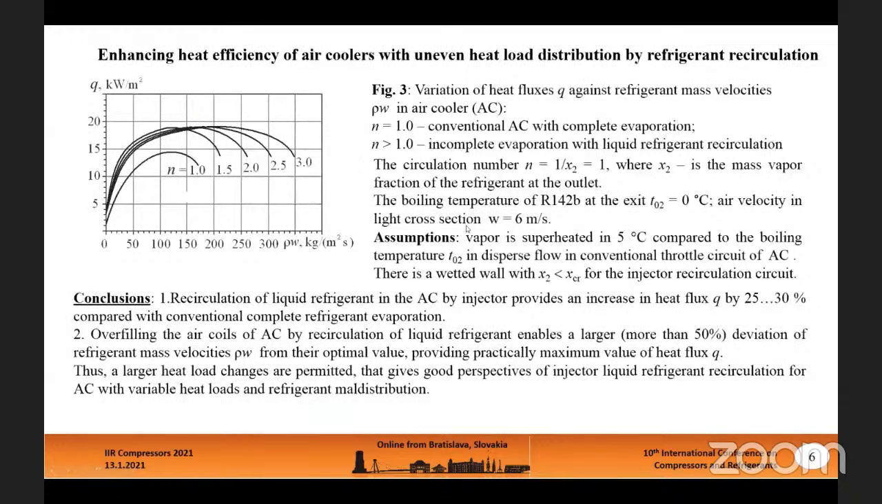Here you see the variation of heat flux against refrigerant mass velocity for a number of circulation equal to 1. It's for a conventional air cooler with complete evaporation. You see this curve. And for a number higher than 1, it's for incomplete evaporation with liquid refrigerant recirculation. As you see, recirculation of liquid refrigerant in a cooler by injector provides an increase in heat flux by about 25–30% as compared with traditional full evaporation.